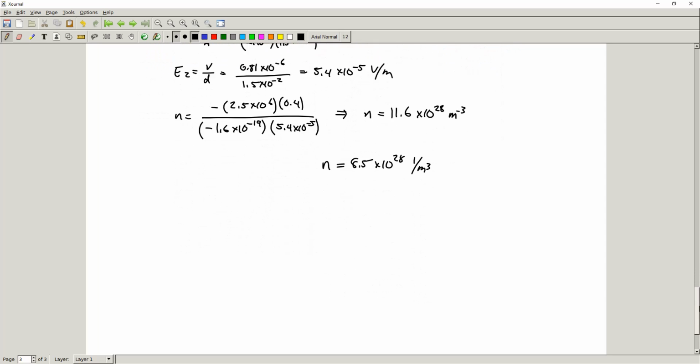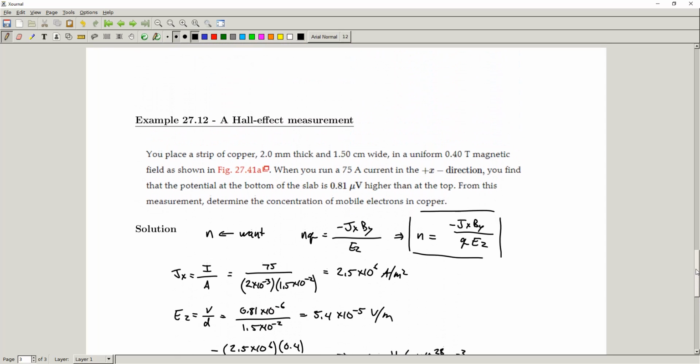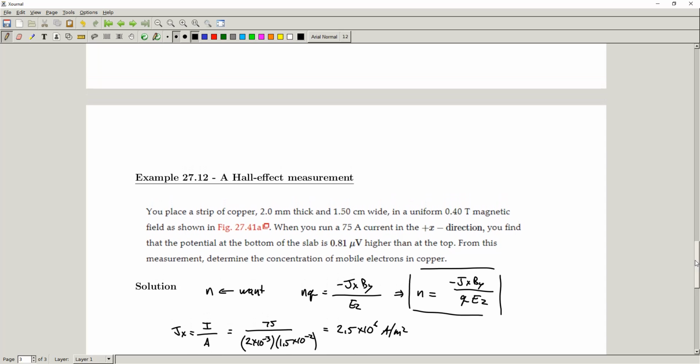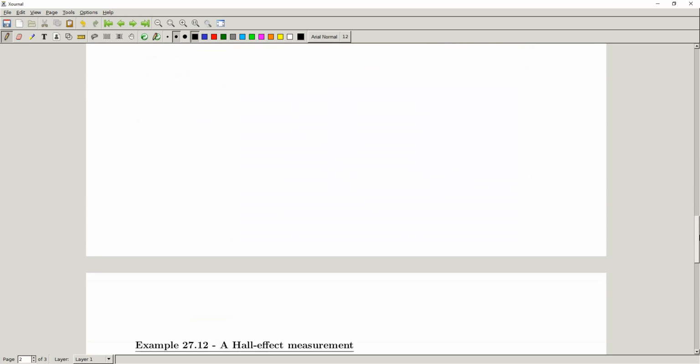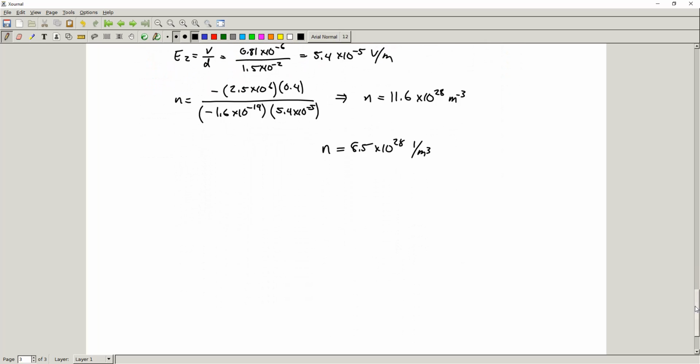Okay, so that was the end of section 27.9, and really the end of chapter 27. So we'll leave it here, and I will see you guys in the next chapter.